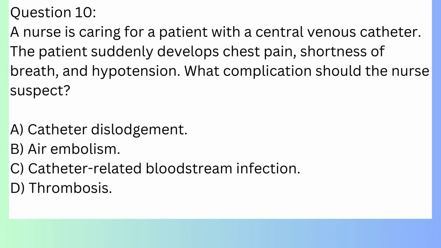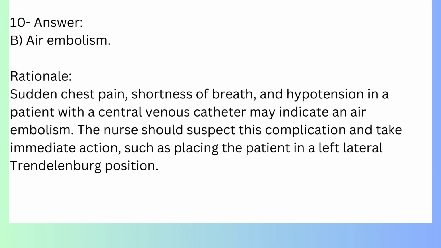Question 10. A nurse is caring for a patient with a central venous catheter. The patient suddenly develops chest pain, shortness of breath, and hypotension. What complication should the nurse suspect? A. Catheter dislodgement. B. Air embolism. C. Catheter-related bloodstream infection. D. Thrombosis. Answer 10. B. Air embolism.